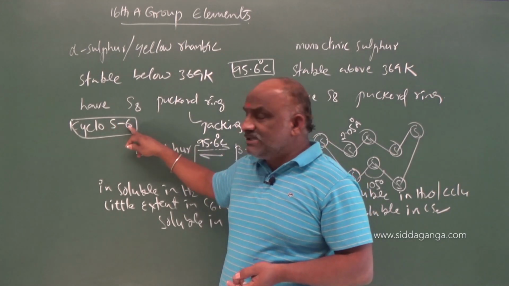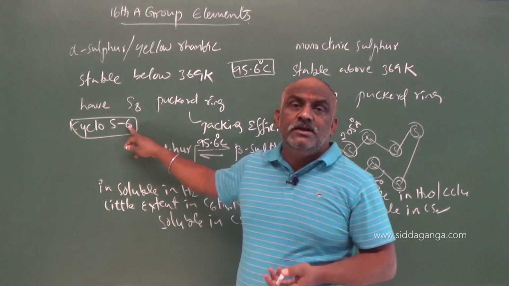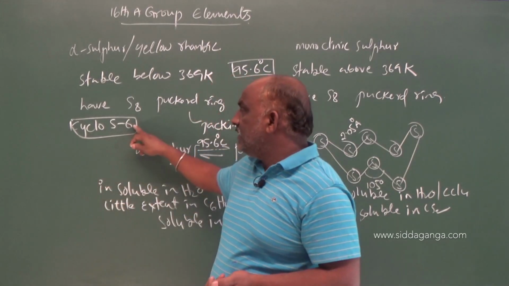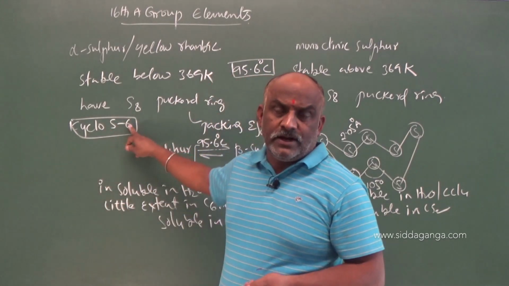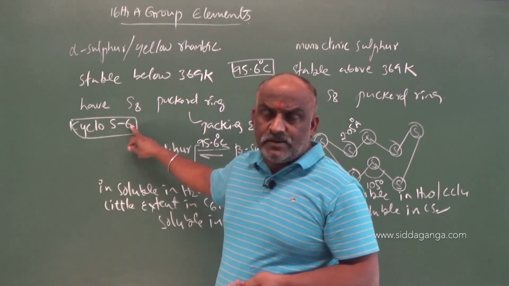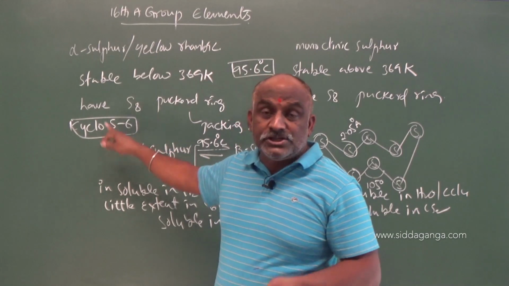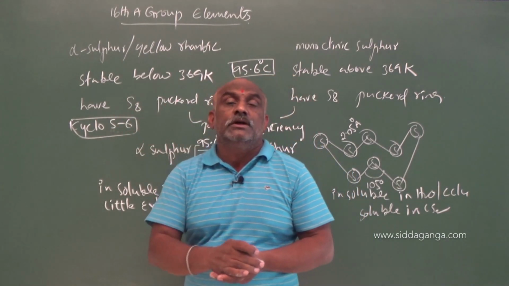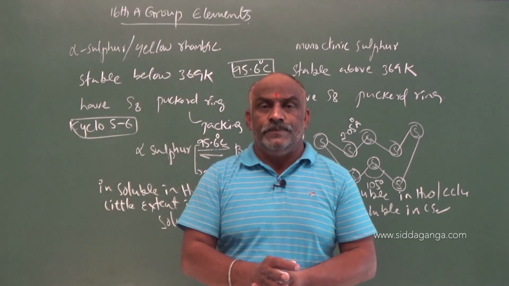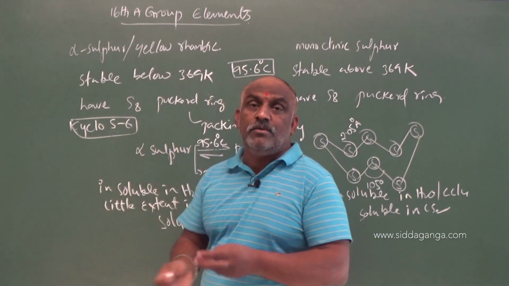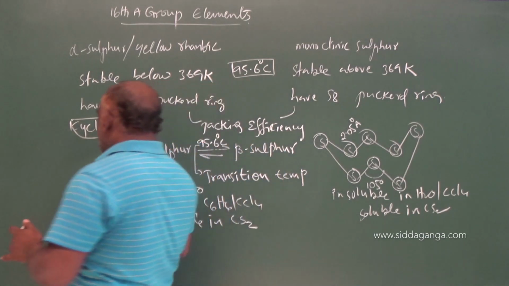This cyclo S6 form, which contains 6 to 20 sulfur atoms, is present in ring form. These 6 to 20 sulfur atoms are present in the ring, and it is stable above 1000 Kelvin temperature, and it is available in chair form. Chair form is like this.